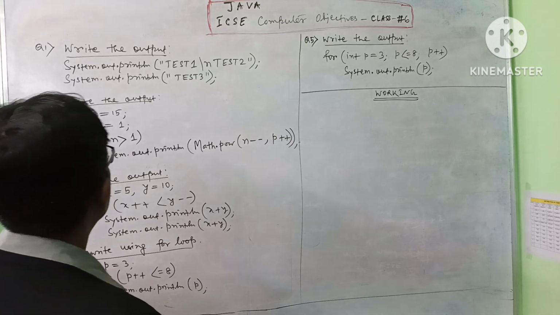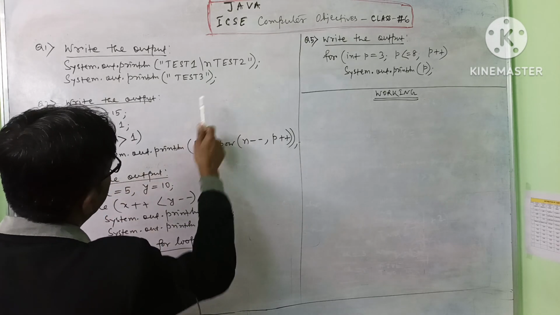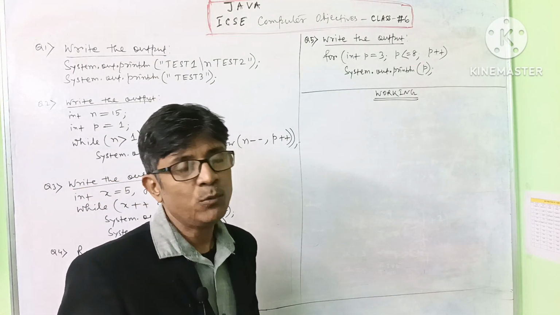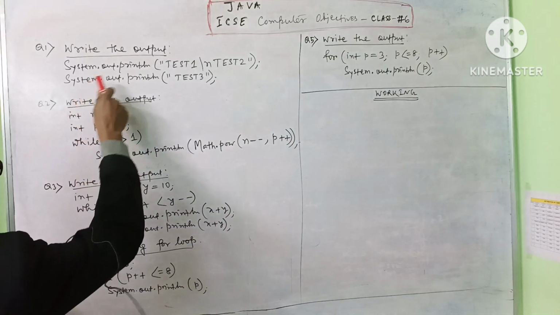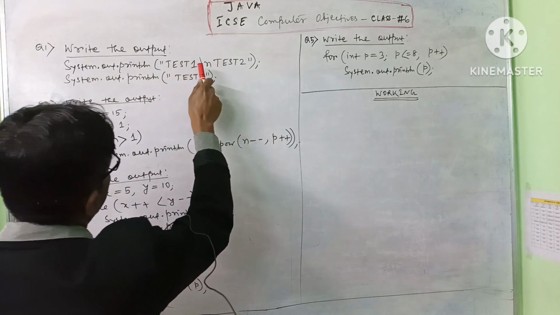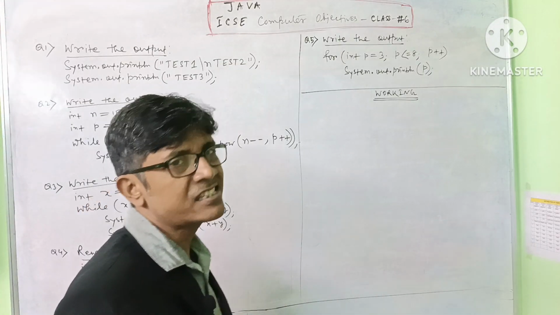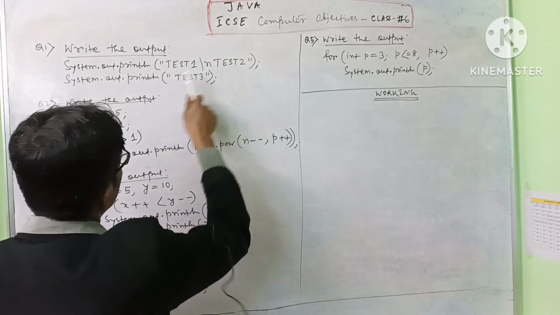Question number 1: write the output. You may get this type of question in the council examination. Please see this: System.out.println("Test 1\n Test 2"). You know that the escape sequence \n means a new line, then test 2, quotation close, then the next line.